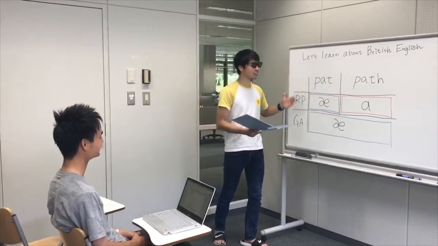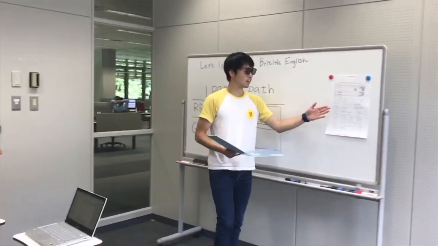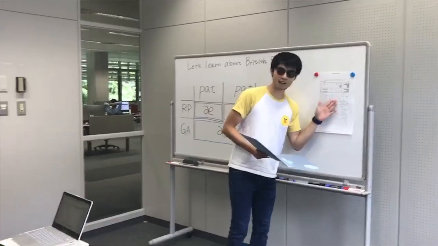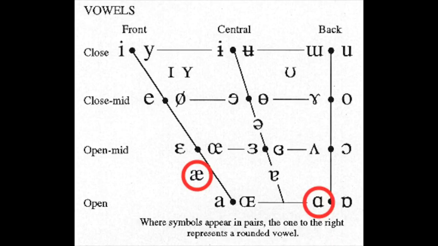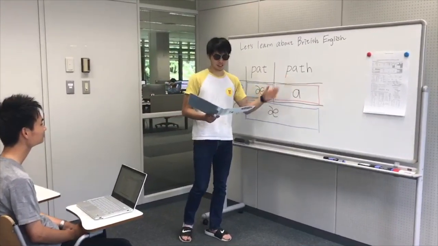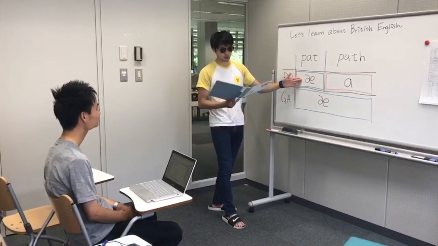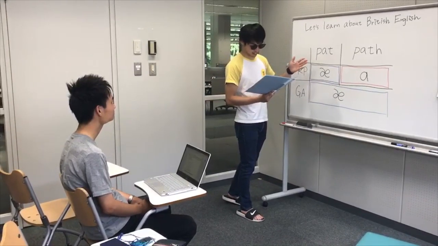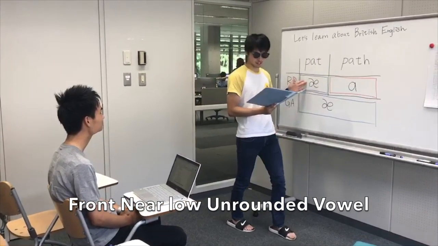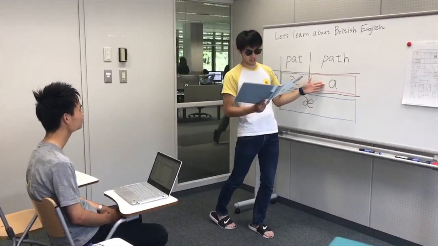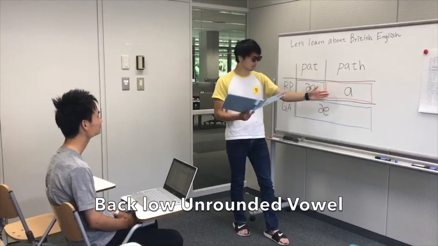Okay, let's pay attention. Now, as we can see from the IPA vowels chart, pat and path use two different vowels. In RP, pat uses the front near low unrounded vowel, whereas path uses the back low unrounded vowel. Pat. Path.